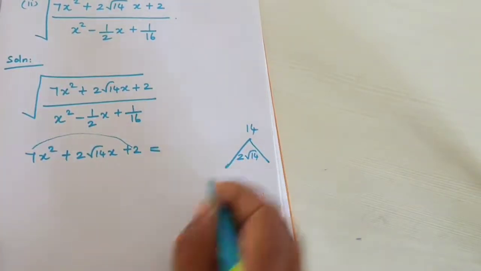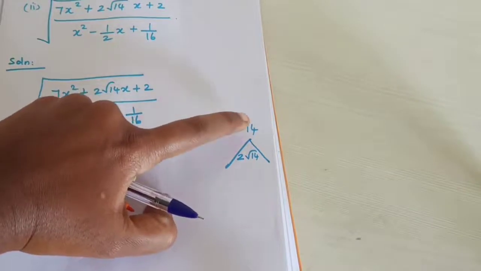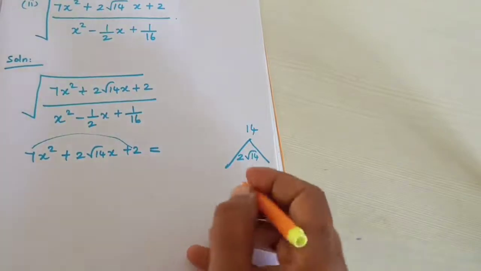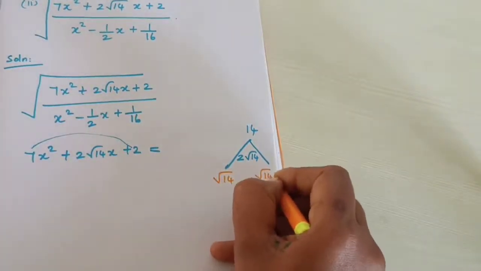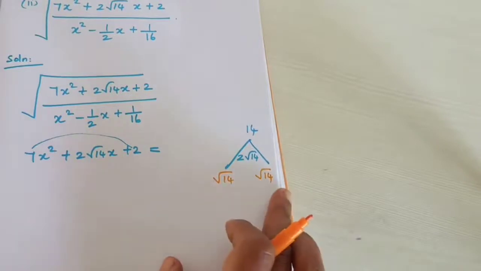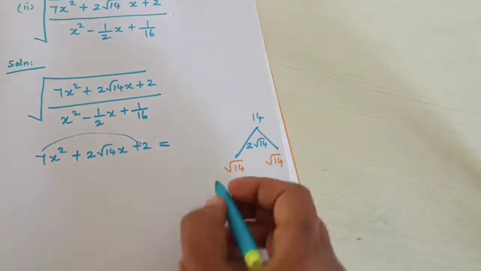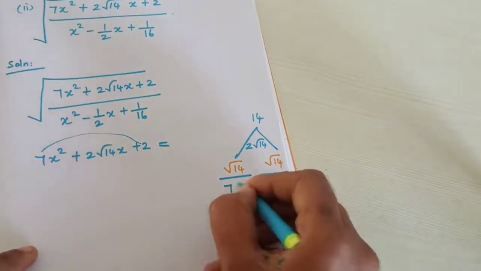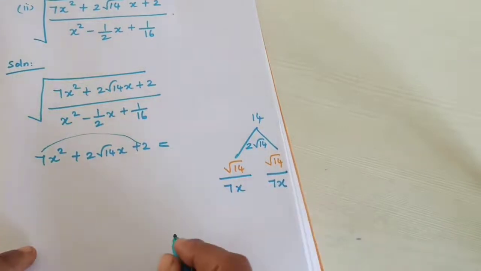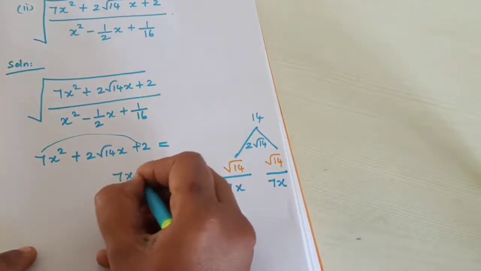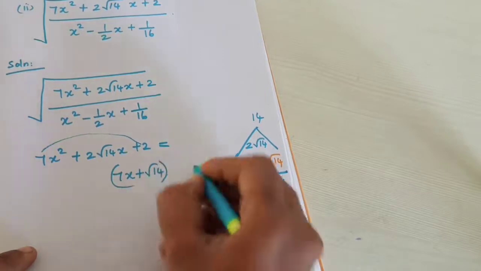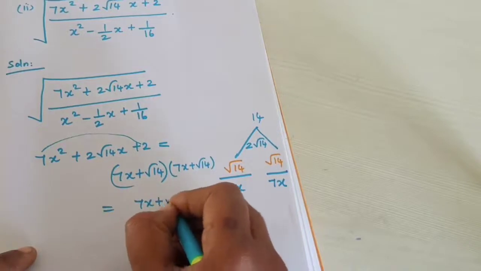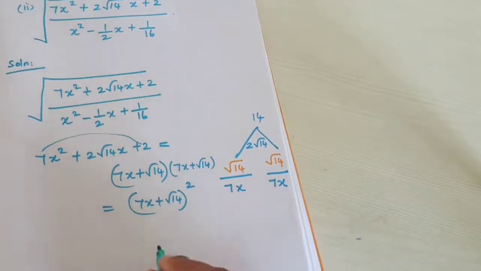2 root 14. If we multiply, we need to get 14, and if we add, we need to get 2 root 14. So think of that. Yes, root 14 into root 14 is 14, and root 14 plus root 14 is 2 root 14. Right, divided by, here, what's the coefficient? 7. You should divide it by 7. So 7x, here also 7x. So what is the answer? 7x plus root 14 into 7x plus root 14, which is equal to 7x plus root 14 the whole square.